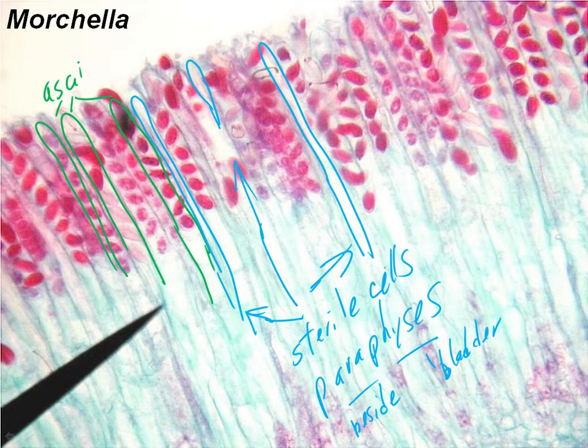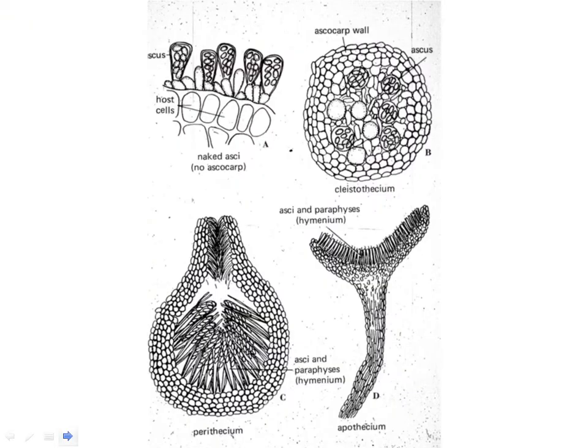They occur in a number of organisms, and we'll see them again in other organisms. They're always going to have this structure, sterile cells, often with this elongate structure, and they're adjacent to the reproductive cells, in this case, adjacent to the asci. So that's the structure of that fruiting body.